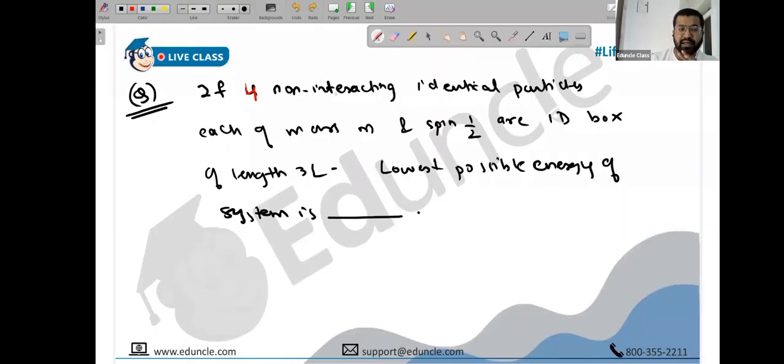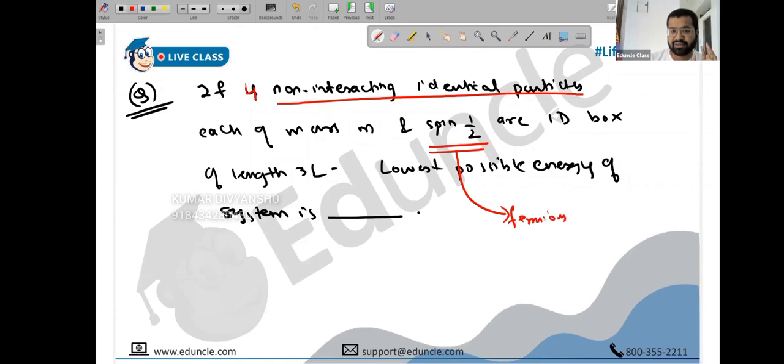They have not used any such words here. But the point is, when you have non-interacting identical particles, you have other possibilities. It could be an ideal gas, it could be bosons, or it could be fermions. The next clue was spin half. Now there is only one kind of particle that has spin half. Who is that? Fermions. So this is how we realize that it's a fermion. They have not explicitly mentioned it.